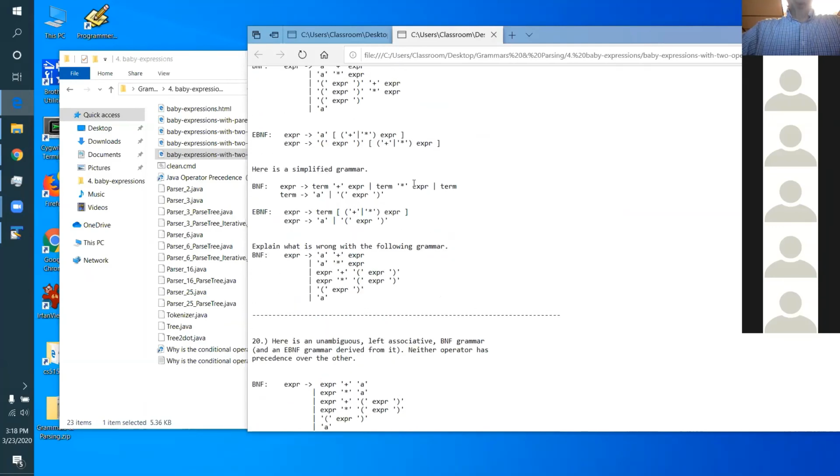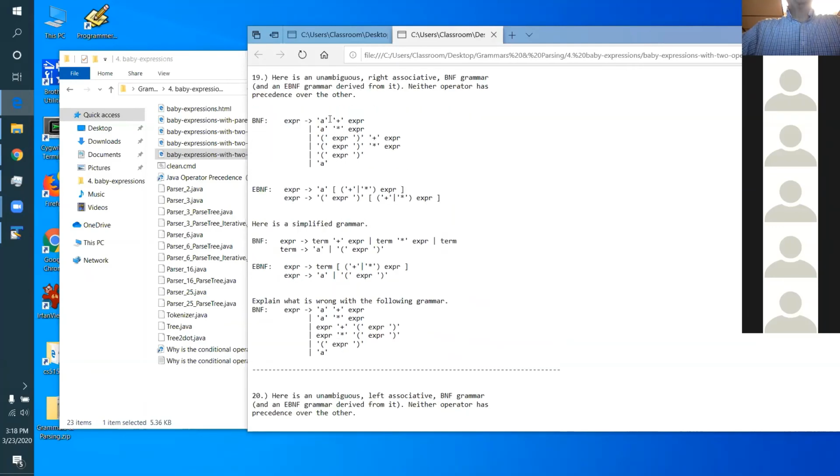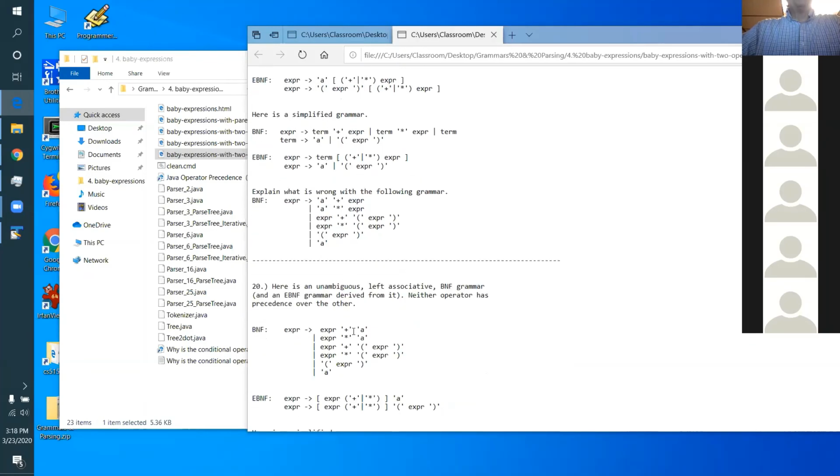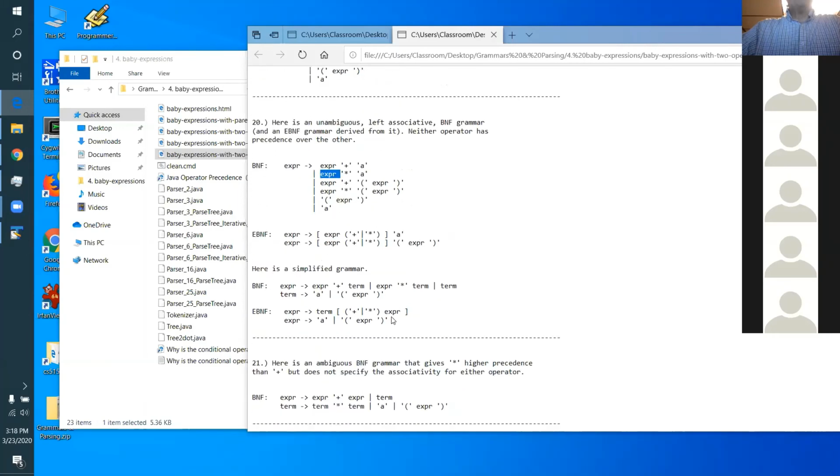So grammar 19 is right associative. Grammar 20 is left associative. So that's the only difference between them. But I may have got these grammars not right. I have to think about that, because it looks here like this one's all of a sudden become right recursive, and it shouldn't be. Same here. This one, well, and this one should definitely be term. So there's a misprint here.